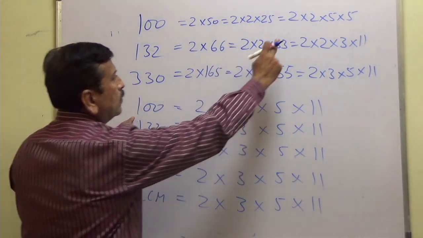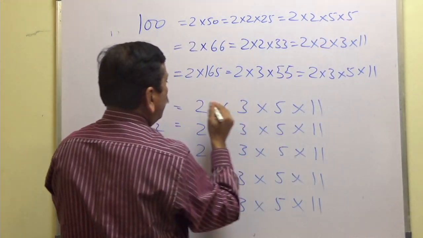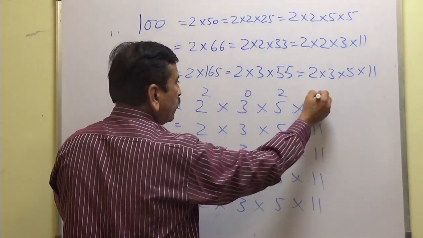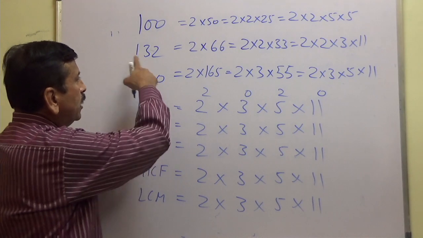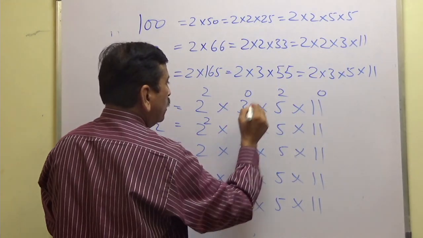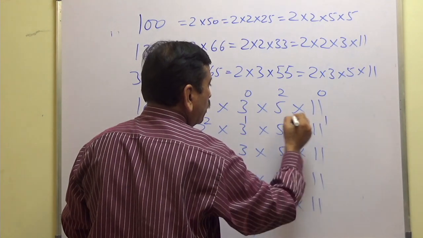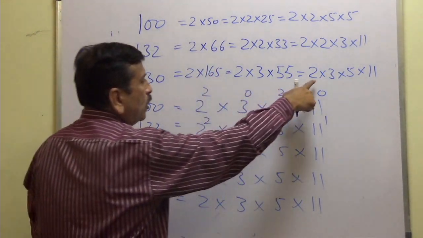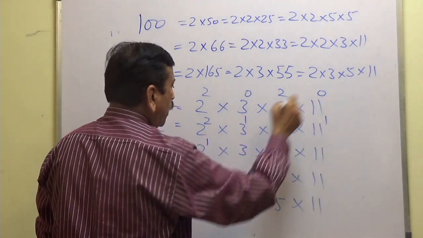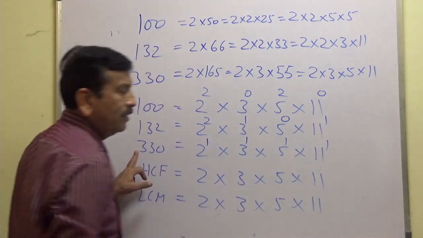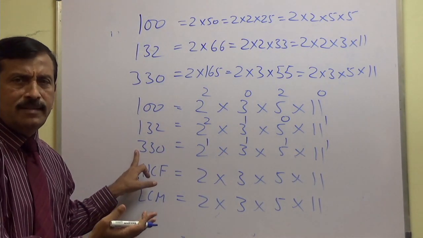Now talk about the powers. Look here, 100: 2 to the power 2, 5 to the power 2. 3 and 11 are not there, so the powers of 11 and 3 will be 0. 132: 2 to the power 2, 3 to the power 1, 11 to the power 1. 5 is not there, so 5 to the power 0. 330: 2 to the power 1, 3 to the power 1, 5 to the power 1, 11 to the power 1. Very simple. You can easily understand this.